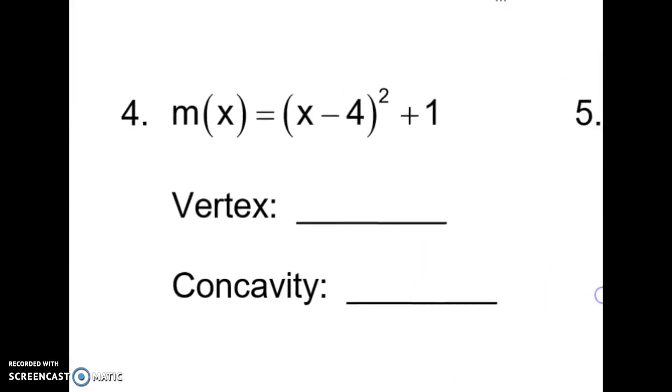All right, what about this one here? So our vertex looks like we are subtracting 4, so my x-coordinate would be 4, and my y-coordinate will be this guy right here, so it's 1. And the concavity is based on the number that's in front. The number in front of that parentheses is 1. Since it's a positive number, it's concave up.